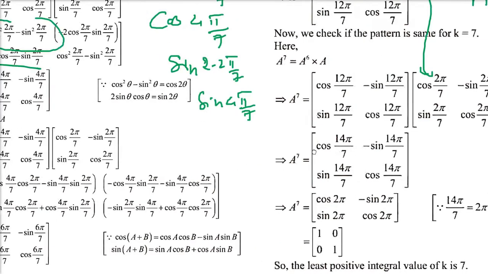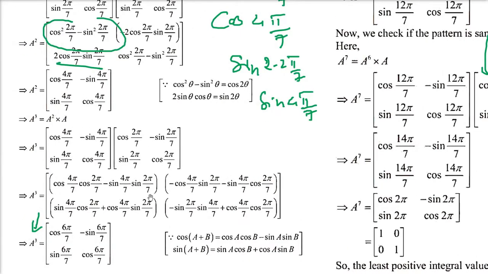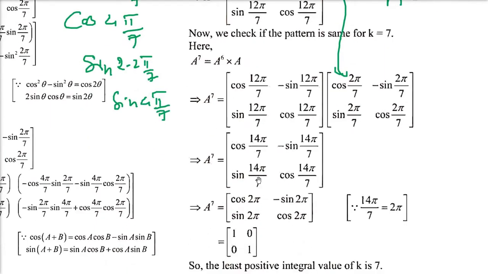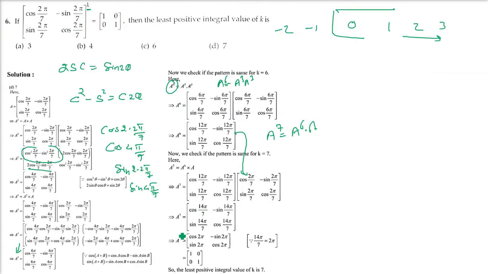When we do this finally, A raised 7, you will see, because one time this has come, 12 pi by 7, all these numbers are normal. But 14 pi by 7, when you divide 14 by 7, it will be 2 pi. Now cos 2 pi has a certain value, which is actually equivalent to the answer, because cos 2 pi is cos 360 degree, which is equivalent to cos 0 degree. The sign, if I don't take the sign into consideration, so 1 will be there. And sine 360 degree, sine 0 degree, sine 0 is 0. So it is an identity matrix.